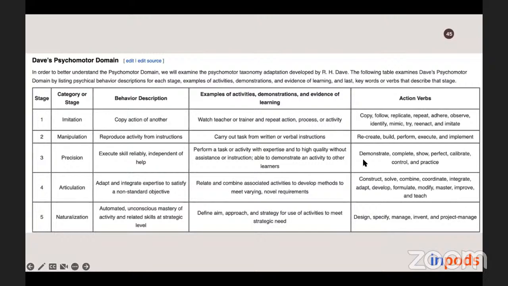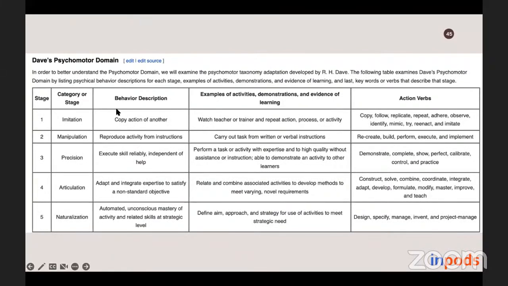Now you can find similar action verbs in Bloom's taxonomy related action verbs also, but the deeper meaning is a little different. So demonstrate here and demonstrate there could mean different things. So the context has to be understood while you are designing your activities.